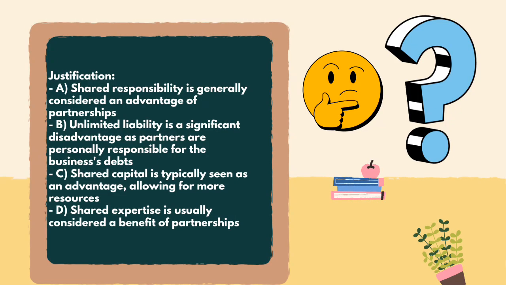The correct answer is option B, unlimited liability. Let me explain. Shared responsibility, which is option A, is generally considered an advantage of partnership. Option B, unlimited liability, is a significant disadvantage as partners are personally responsible for the business debt. Option C, shared capital, is typically seen as an advantage, allowing for more resources, while option D, shared expertise, is usually considered a benefit of partnership.